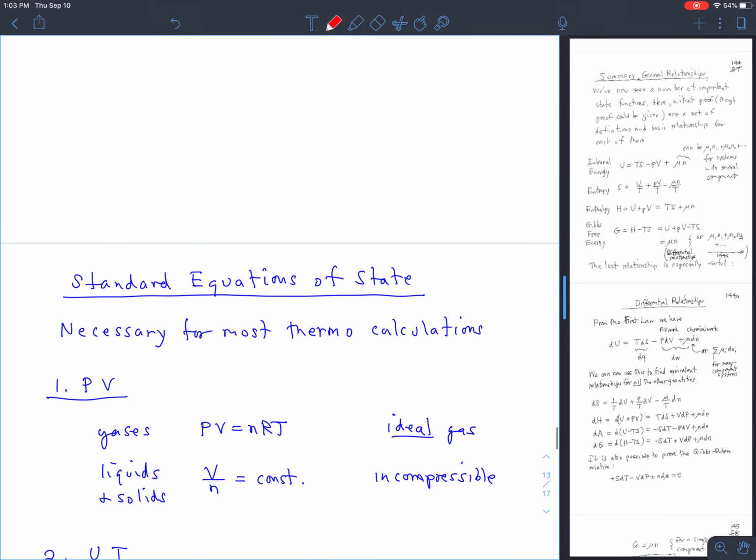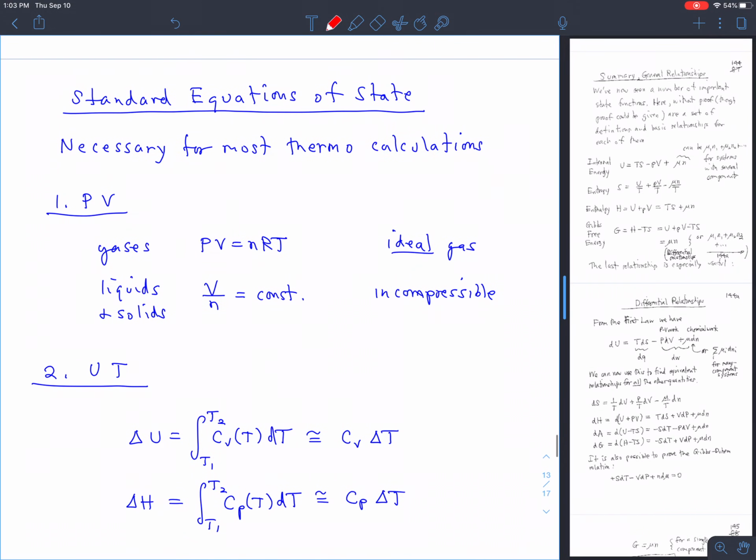All right, that's one set of relationships. Now let's come to a different set of relationships, and these we will use extensively in this class.